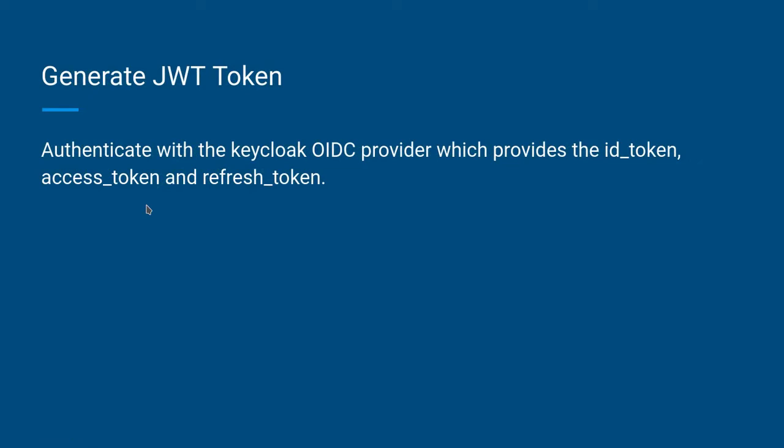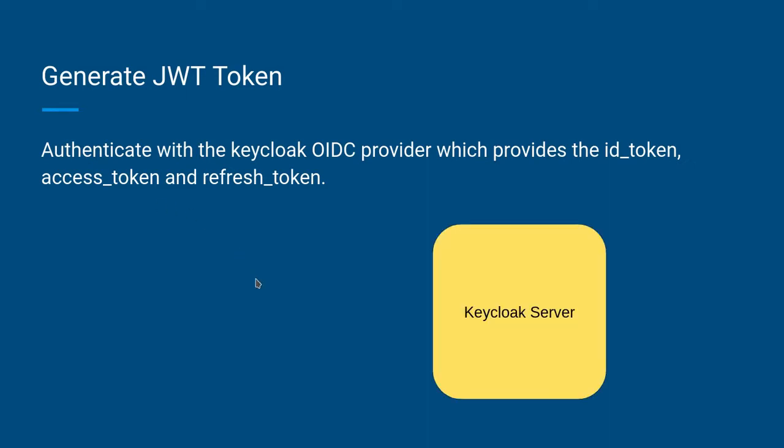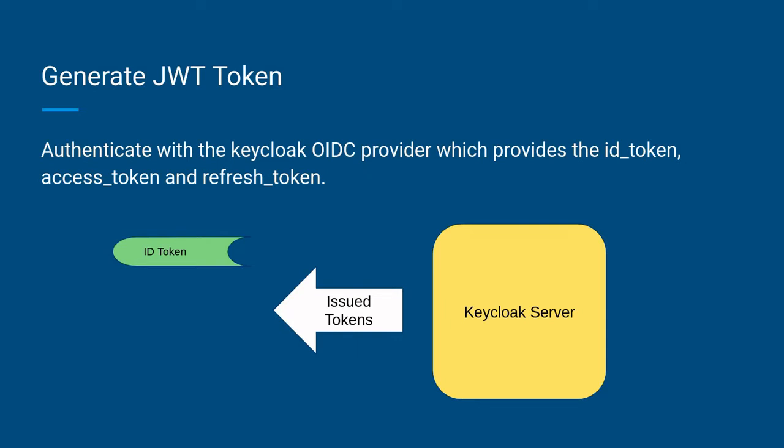So this is the very important step, generate the token. Here we are going to authenticate with the Kubernetes Keycloak OpenID Connect provider, and once we authenticate with a user, we will be provided with 3 tokens. So let us see what those are. This is my Keycloak server, and once we authenticate with the Keycloak server, it issues us the following tokens: the ID token, which is called the authentication token, the refresh token, which is basically to refresh our tokens, and the access token, which is the authorization token.